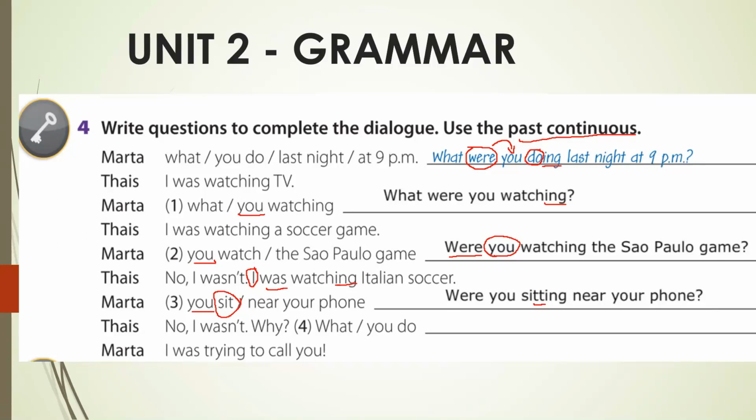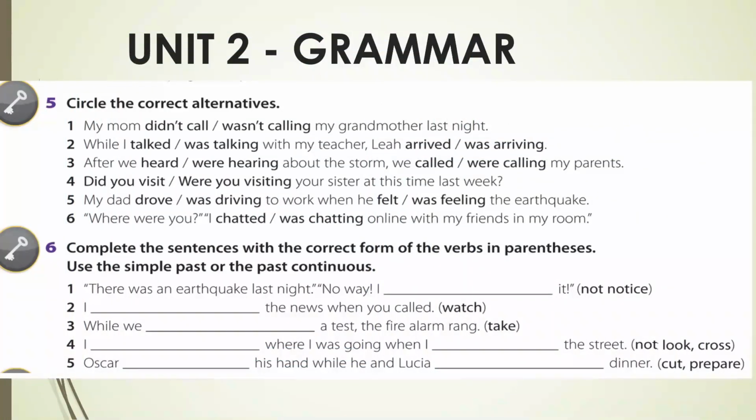Why? What you do? Okay, so here I have number 4, what? I have the word you again, so I know I need to use the word were, and I need to transform this verb here for ing. So what were you doing? I was trying to call you. Okay, so here I will be using was to be and ing to complement this past continuous form. Okay, next one. All right, guys.